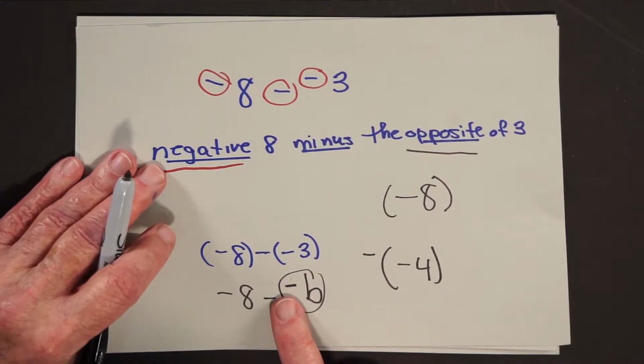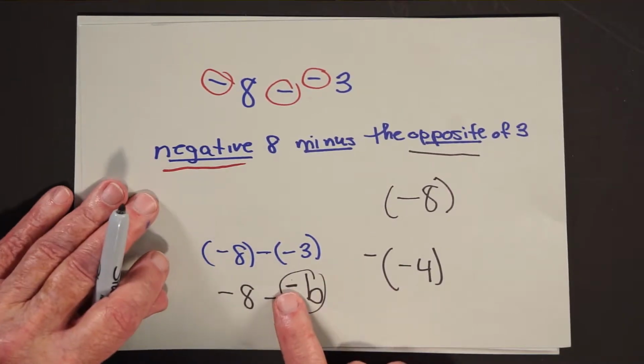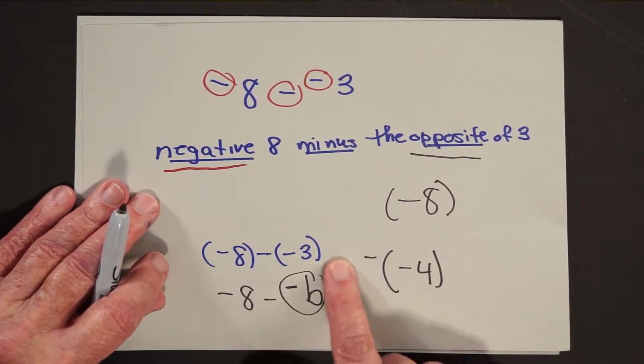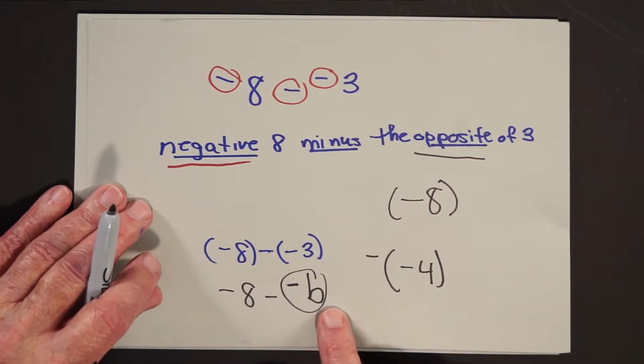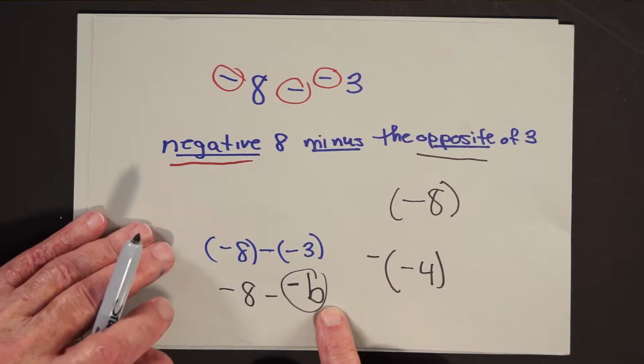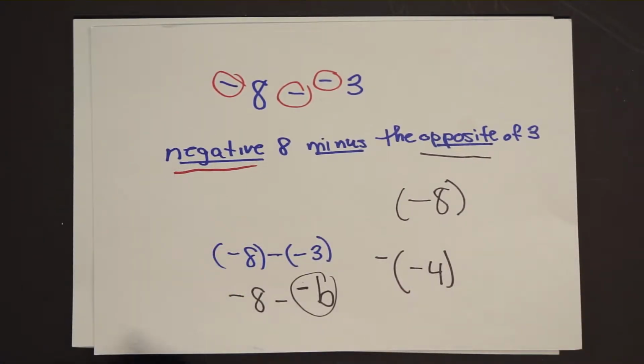The fact that this is negative B does not mean it's a negative number. The fact that this is the opposite of B does not mean that it's going to be a negative number. The opposite of a number is positive if the number is negative, and negative if the number is positive. Just a very, very important thing to get out of the way before we start.